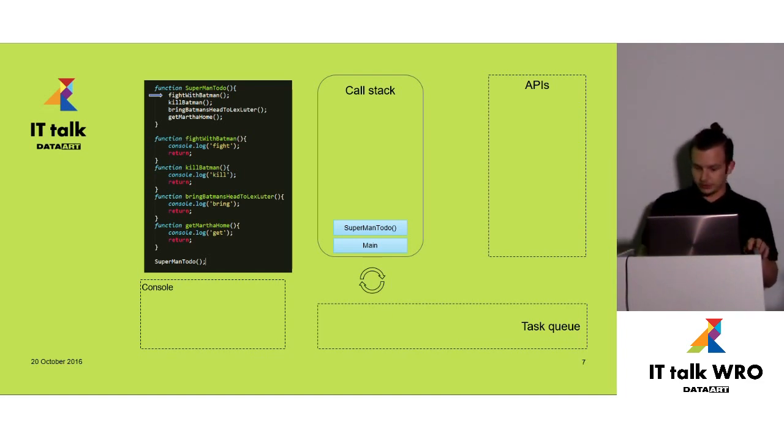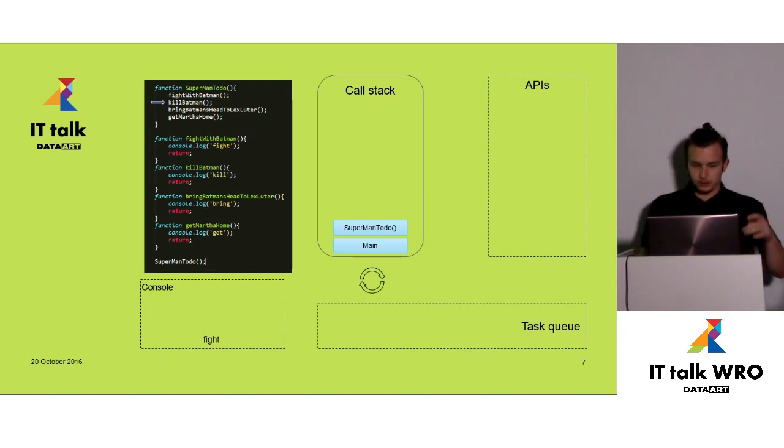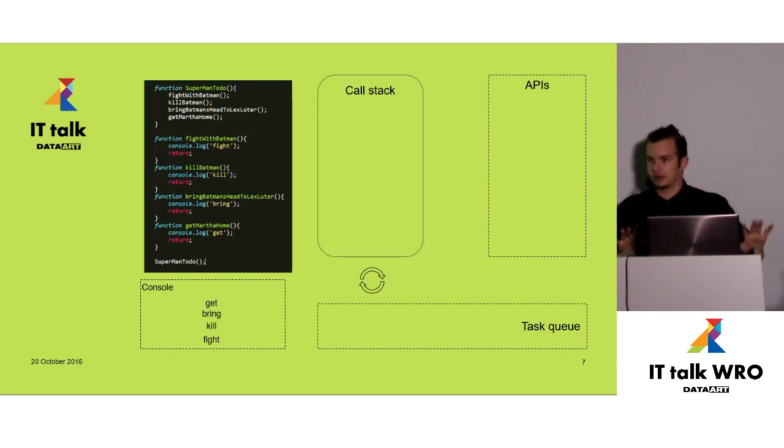And then we are going to the first function call, then console log, then console log end, and after return we are going to the upper level. Console log, console log, console log. We step out from the Superman to do, step out from main, and we're done. Okay, any questions so far?